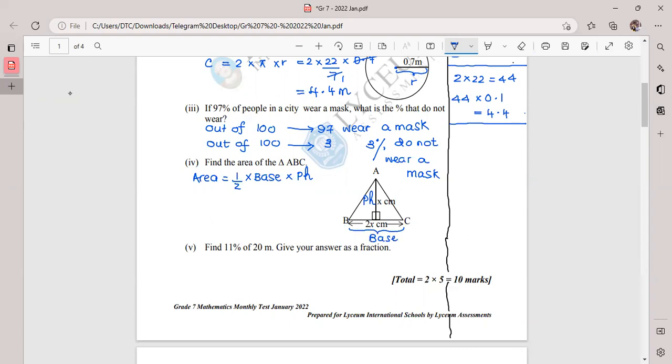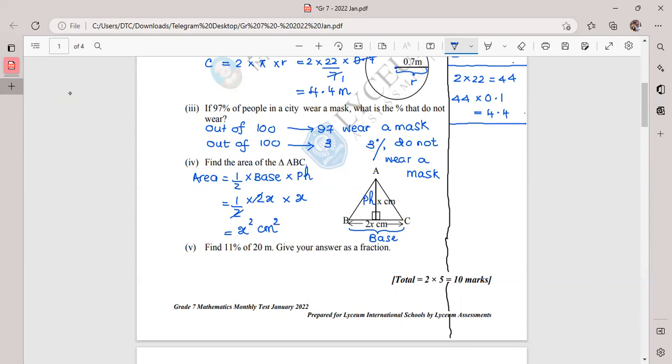Okay. Then you substitute the value, half. What is the base you have? 2x. And what is the perpendicular height? It is x. Right? So this 2 and 2 you can cancel. What will be that? x squared centimeter squared.